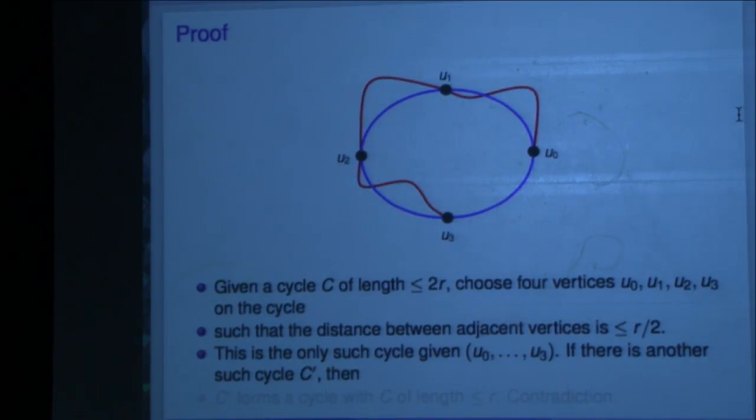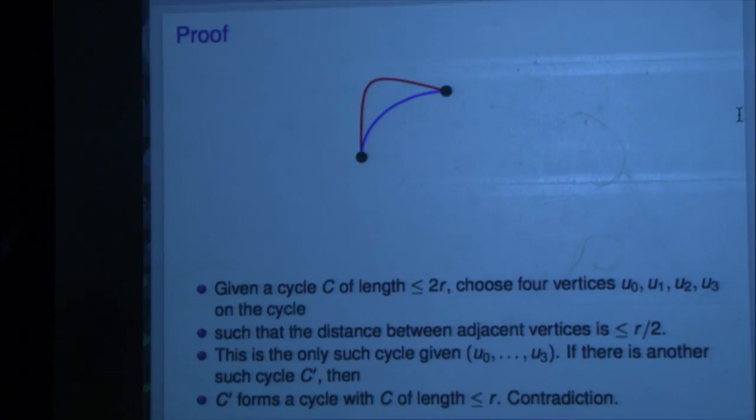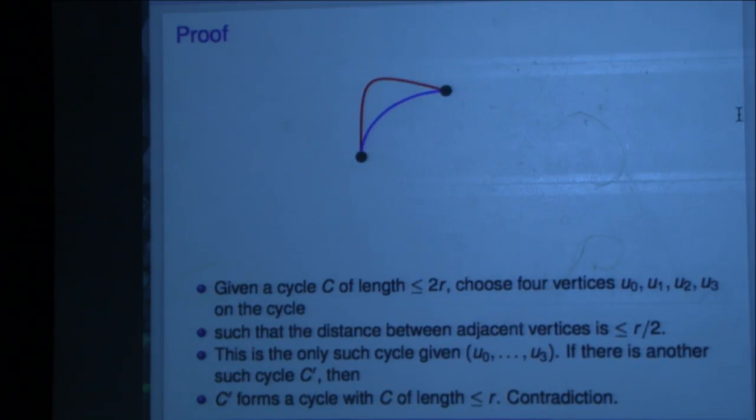Now, C prime has the same property that the distance between these vertices is at most R over 2. If you look at the one segment where they differ, you get two different paths of length at most R over 2. They form a cycle of length at most R, but G has no cycles of length up to R, so that's impossible. So there's only one cycle that gives you those four vertices in that order with that property. So the number of cycles of length up to 2R is no greater than the number of ordered four-tuples of vertices, which is n to the 4. So that's the proof.